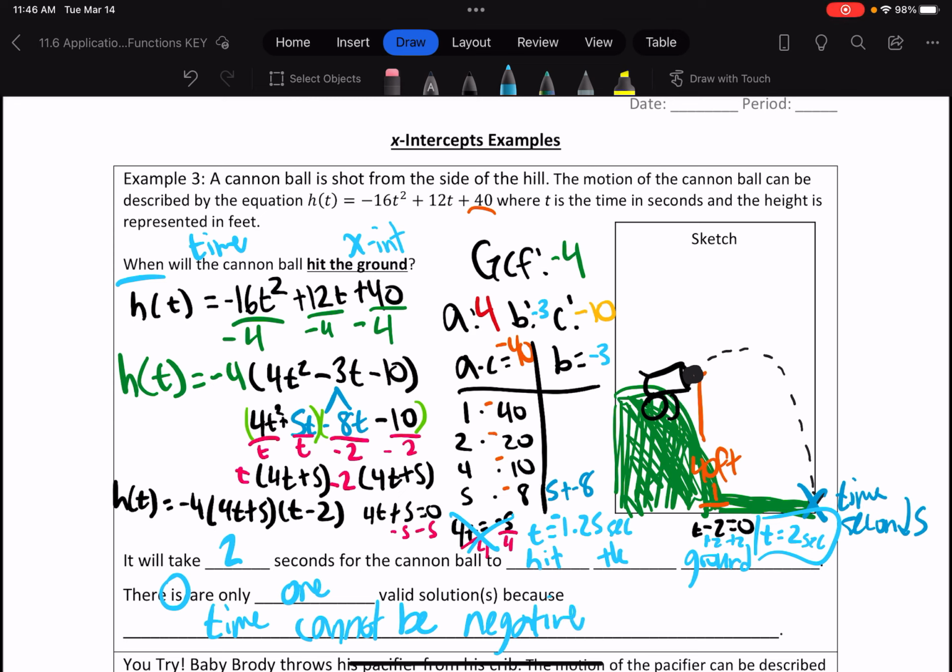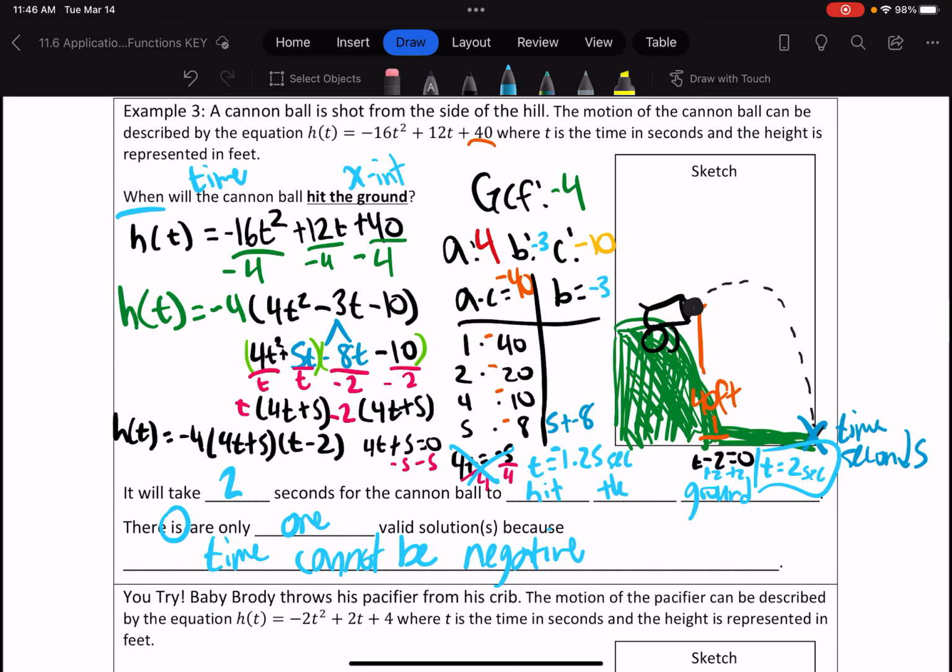So here's what I want you guys to do. I want you guys to practice the next one. You can use the quadratic formula to solve. You can use factoring to solve. Use whatever method is best for you. And we will go over it in the next video.